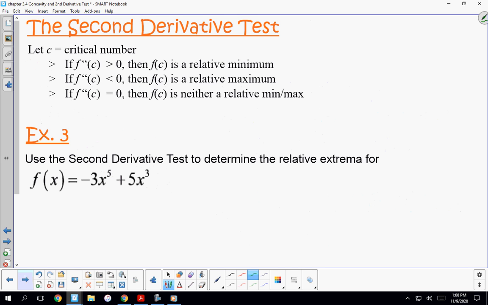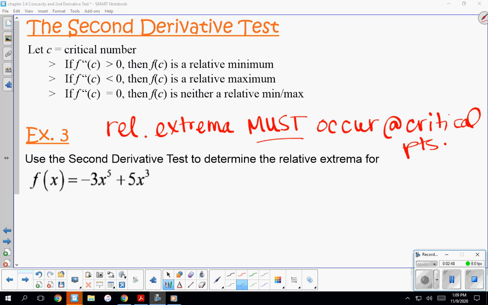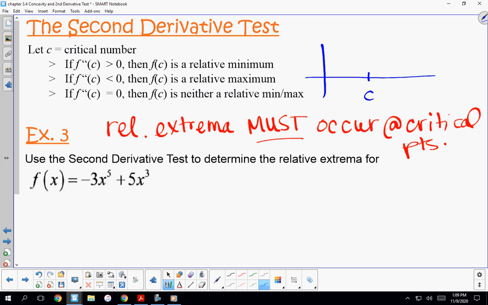So we can also use the second derivative to determine if a critical number produces a min or a max. So just remember that relative extrema have to occur at critical points. So once we find those critical points, then we can determine the concavity at each of those points to determine if it's a max or a min. And what that means is, let's say I found a critical point. So right here I know that it's going to be a max, a min, or neither. If I know that it has to open downward, there's only one option.